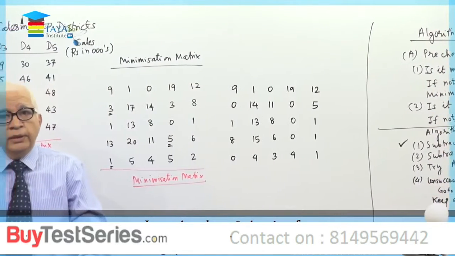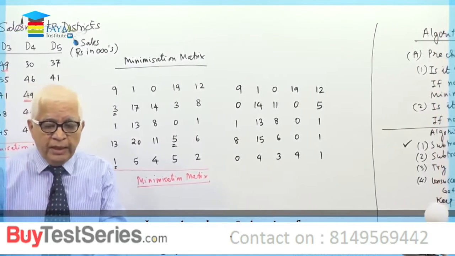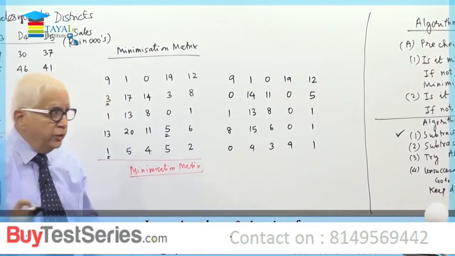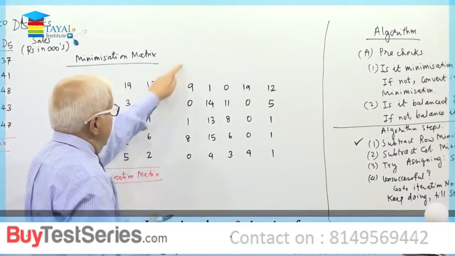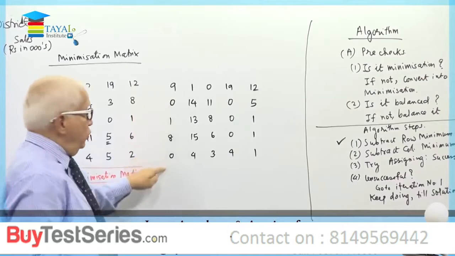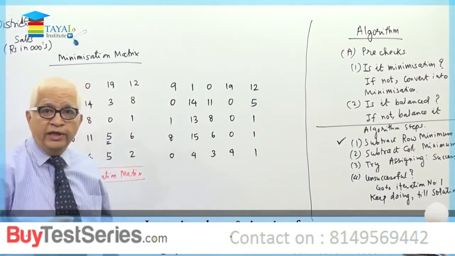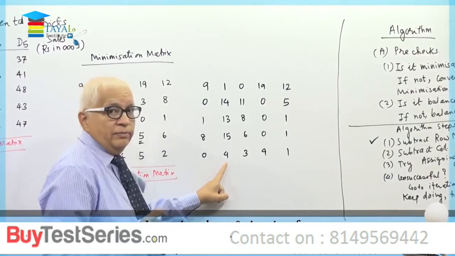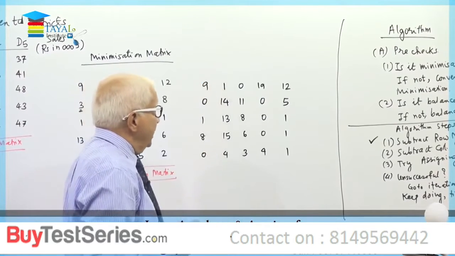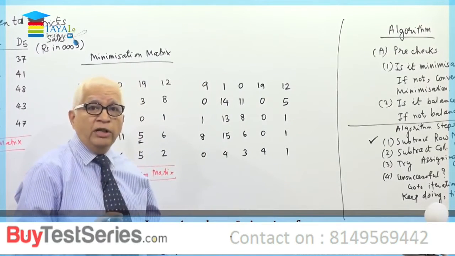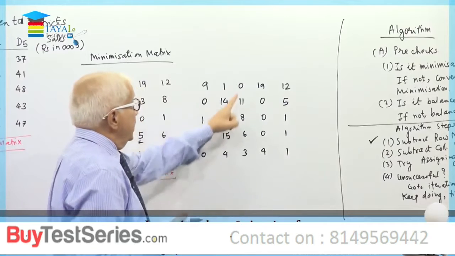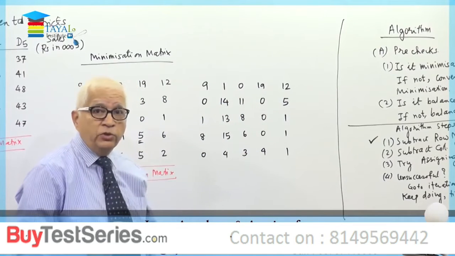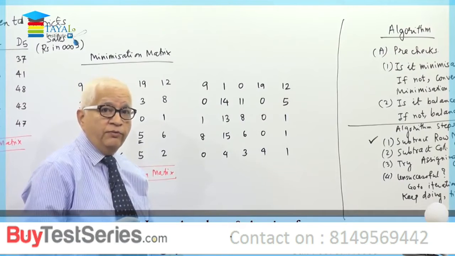Now next step, subtract column minimum. Now as you will see, some of the columns already have a 0. So there is no need really to do anything. For example, column number 1 has 2 zeros. So there is no need to do anything in column number 1. The minimum number is already 0. Second column, the minimum number is 1. That means I'll have to subtract 1 from all numbers of the second column. Third column, there is already a 0. Fourth column, there are already zeros. So there is no need to do anything in respect of third and fourth column.